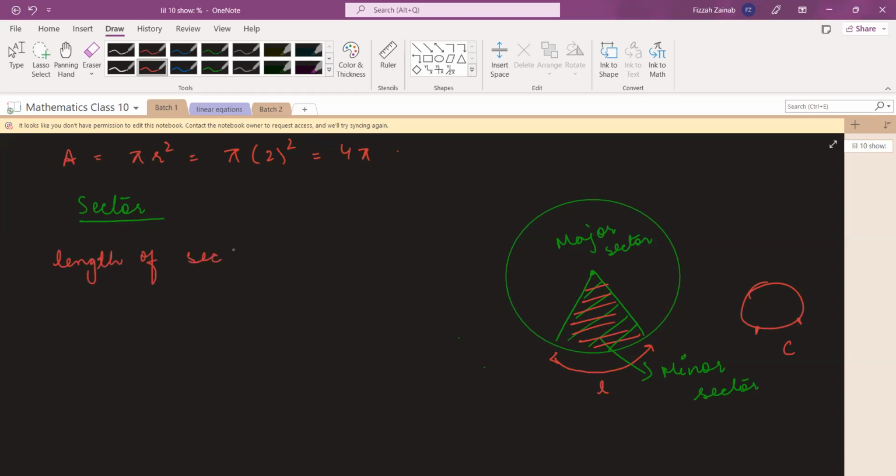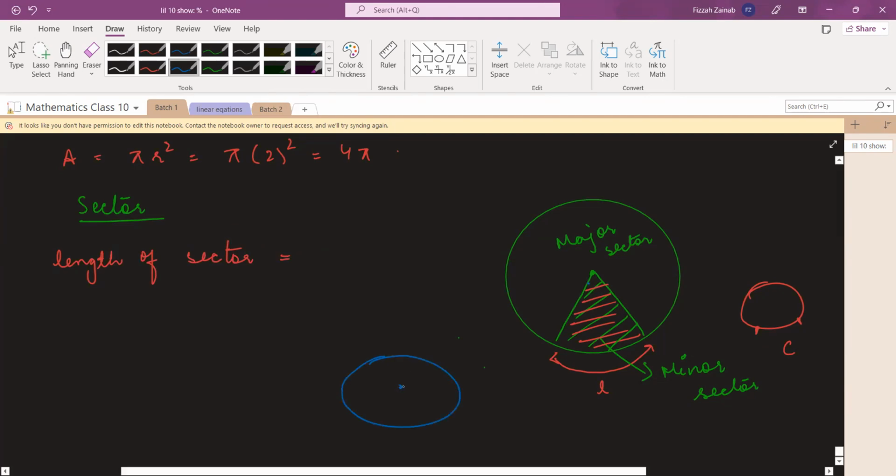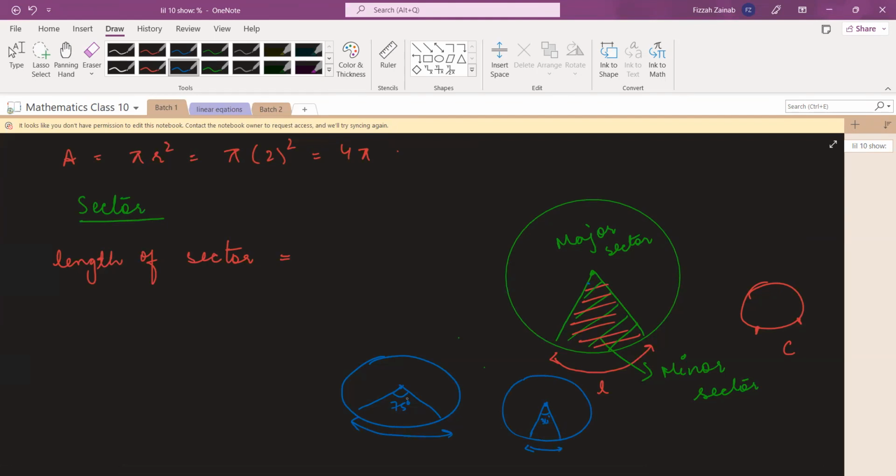Length of sector. And a sector is always measured in theta. Now try to understand here. For example, this is a circle. Take theta equal to, let's say, 75 degrees. So this angle is 75. Now you decrease your theta. Let's say theta is only 30 degrees. So basically, as the angle gets smaller, the length of the sector also gets smaller. So the length of the sector basically depends upon the angle subtended by it.